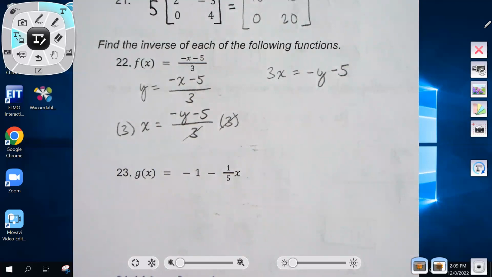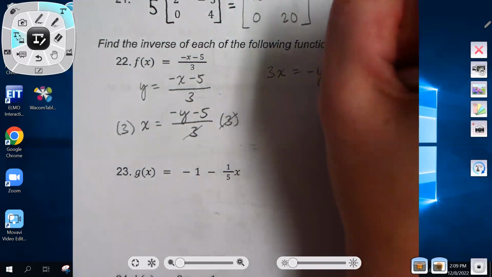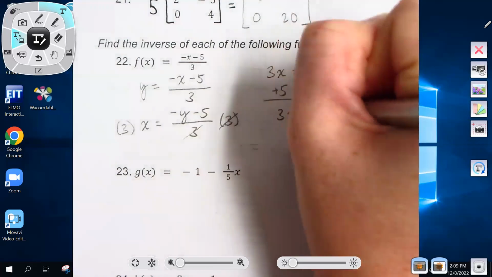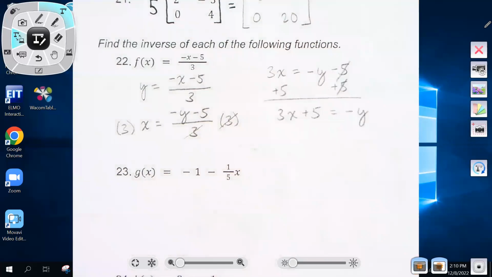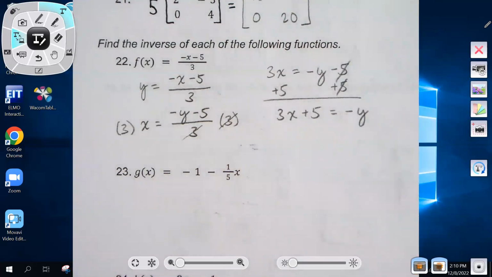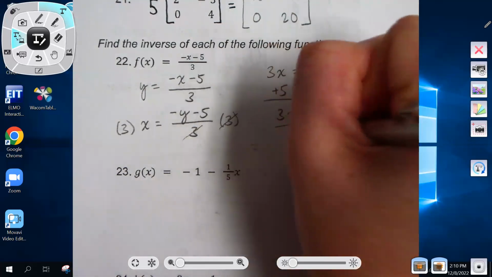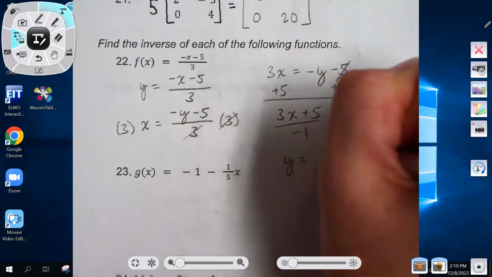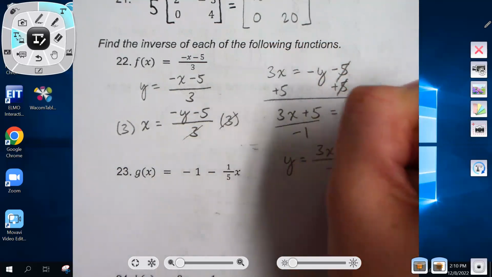From this point on, if you do things in a different order than I did, it's probably okay. I'm going to add 5 to both sides. So I get 3x plus 5 equals negative y. And then I need my y to be positive, so I'm going to divide both sides by negative 1. So that gets me y by itself. y equals 3x plus 5 over negative 1.